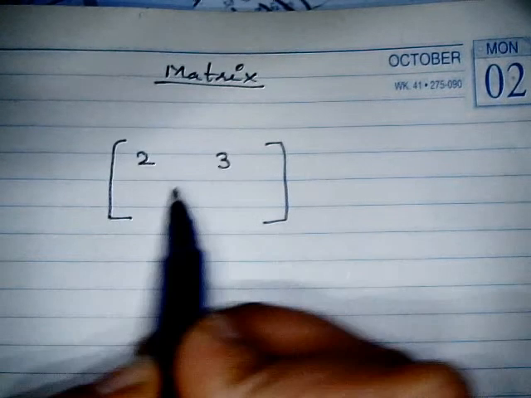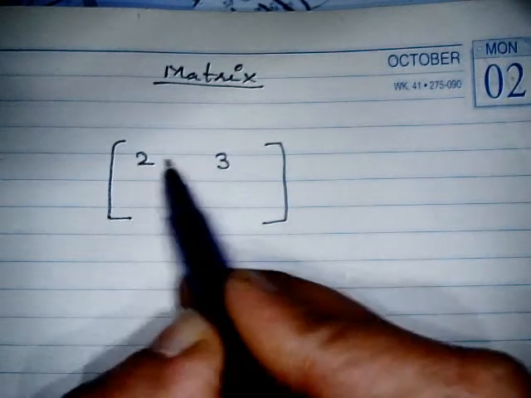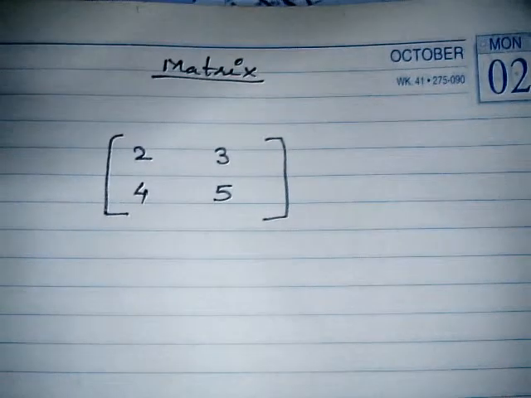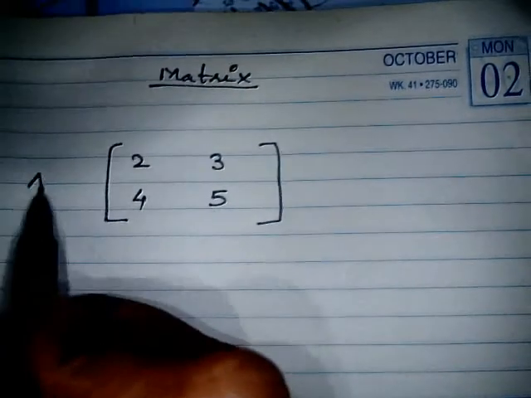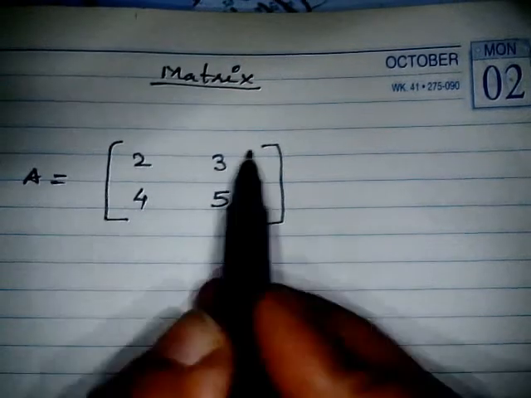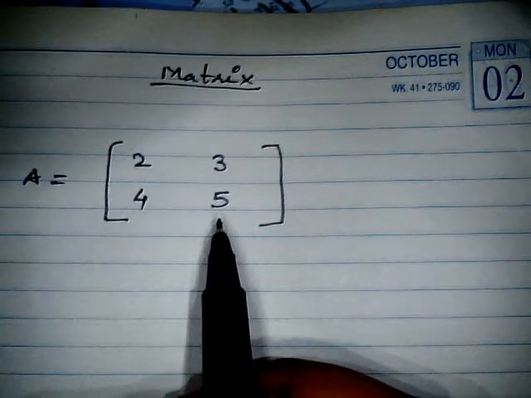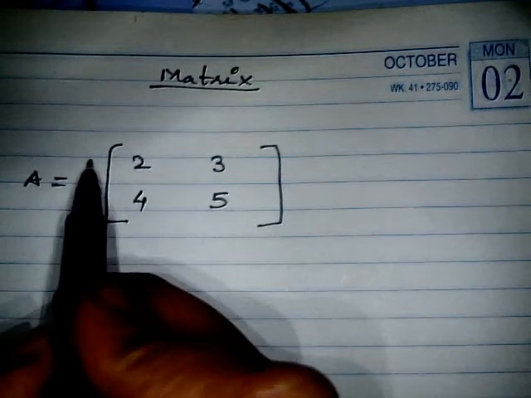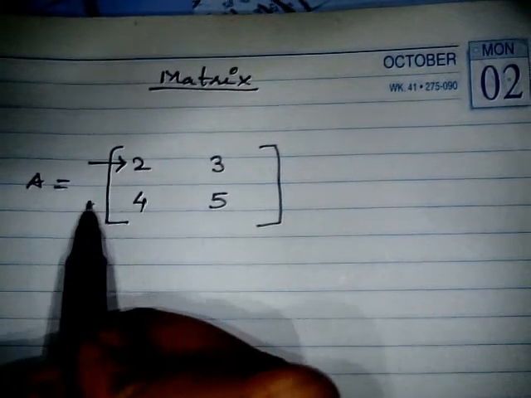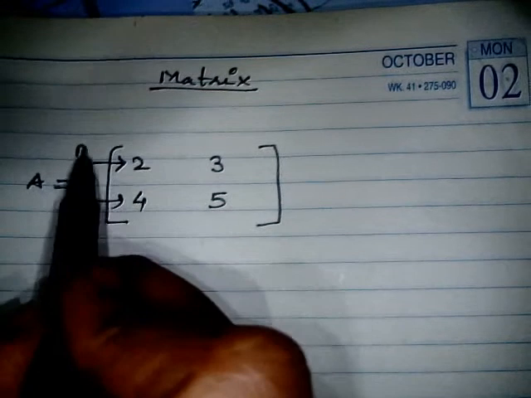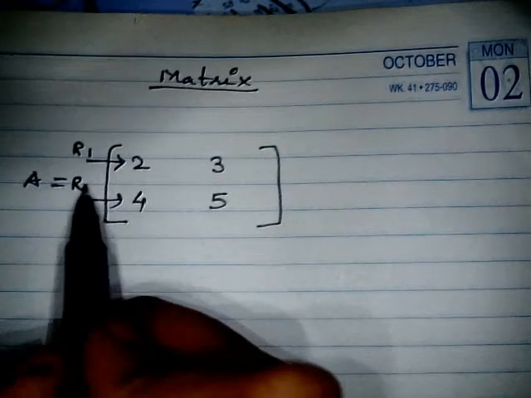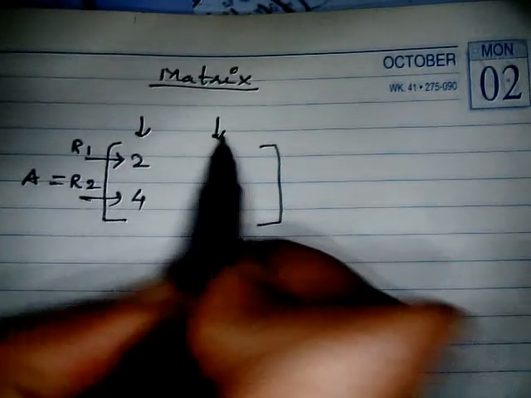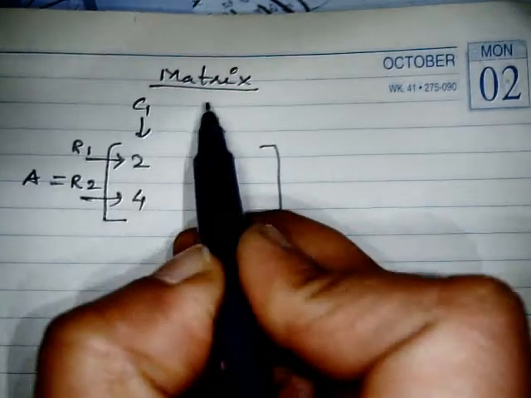This is 2, 3, this is 2, this is 3, this is 4, and this is 5. Now this is the matrix I have written over here inside the rectangle. Inside the rectangular bracket you need to write. This part is called row, and the row is always represented by capital letter R1, R2, and these vertical lines are called column, always represented by C1 and C2.